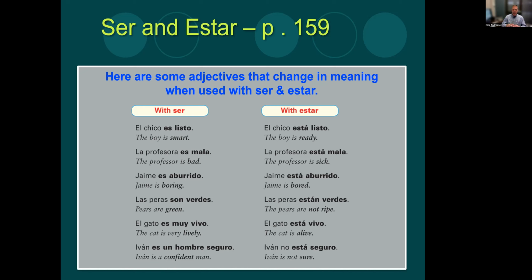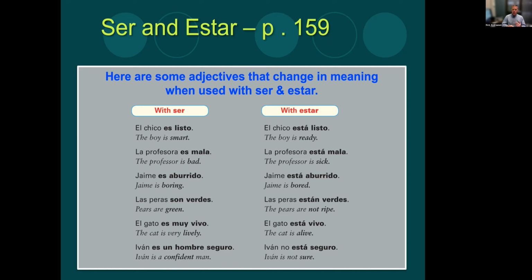El gato with vivo. Vivo with ser means lively. With estar means alive. So el gato es muy vivo. It's a kitten. He's always jumping up and chasing after things. Es muy vivo. El gato está vivo. We weren't sure, but he is actually still alive. So ser describes his quality. His quality is lively. He's active. And with estar is their condition right now in the moment, alive.